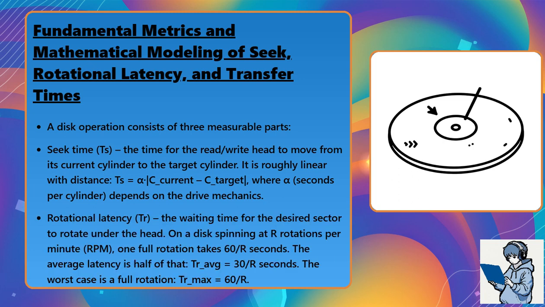Rotational latency, abbreviated TR, is the waiting time for the desired sector to rotate under the head. On a disk spinning at R rotations per minute, one full rotation takes 60 divided by R seconds. The average latency is half of that. TR average equals 30 divided by R seconds. The worst case is a full rotation. TR maximum equals 60 divided by R.